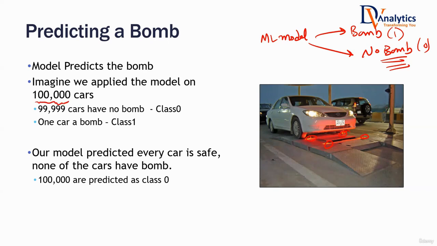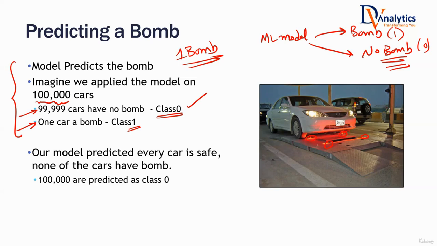You know what happened? We already know that out of 1 lakh cars, 1 car has a bomb. We got the information from some intelligence department that there is a car coming to this function which has a bomb in it. So 1 lakh cars are going on this highway. One of them has the bomb. 99,999 cars have no bomb. They belong to class 0. One car has a bomb. It belongs to class 1. Is this scenario clear until here? What is the story?